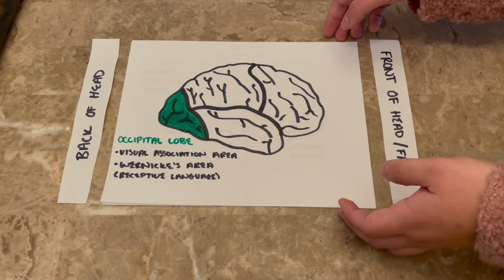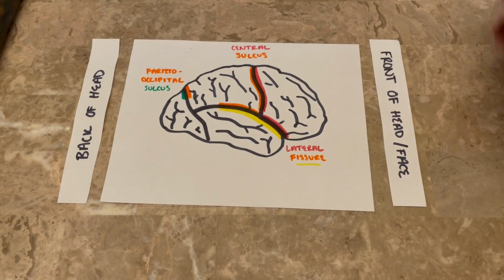And lastly, we'll go ahead and look at the structures dividing the brain. So up top here we have our central sulcus, and that separates the frontal and the parietal lobe. And here we have our occipital sulcus, which separates our parietal and occipital sections. Here we have our lateral fissure, which separates our temporal, frontal, and parietal lobes.